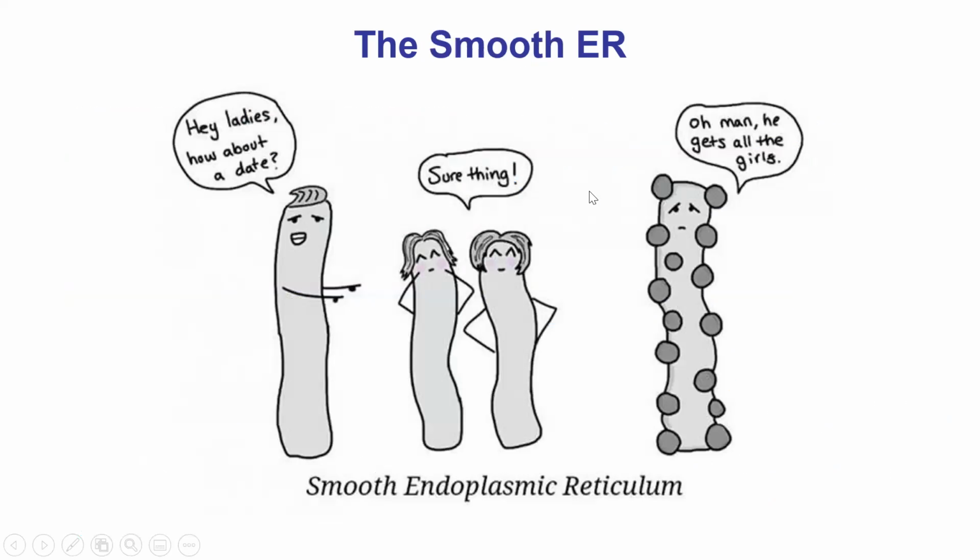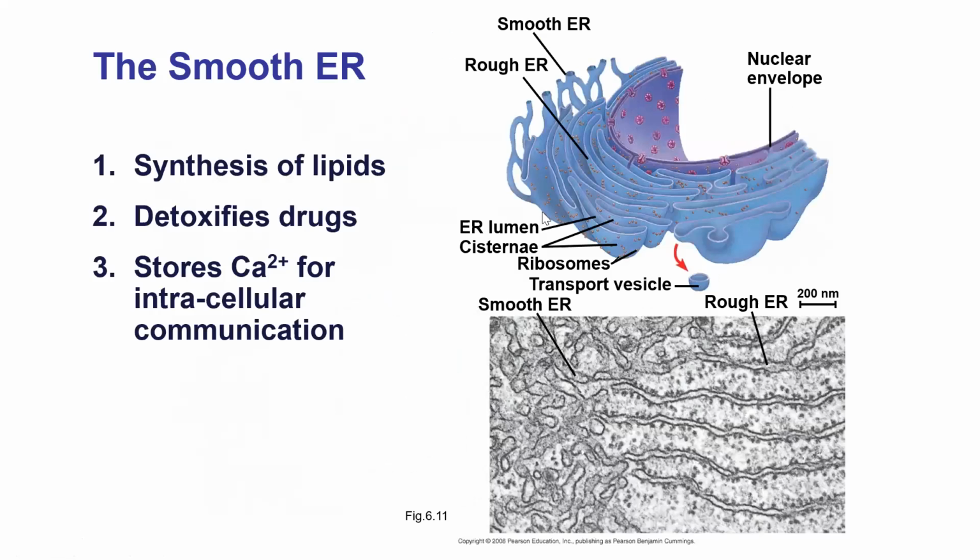So the smooth ER, there's a little cartoon about the smooth ER. The smooth ER is so smooth, you can see that he's being smooth, which has that meaning in English, to mean that he's able to talk to the ladies, I guess, is what they're implying. Whereas the rough ER is feeling disappointed that he doesn't get all the girls. Anyway, cute little cartoon there. I like my science cartoons.